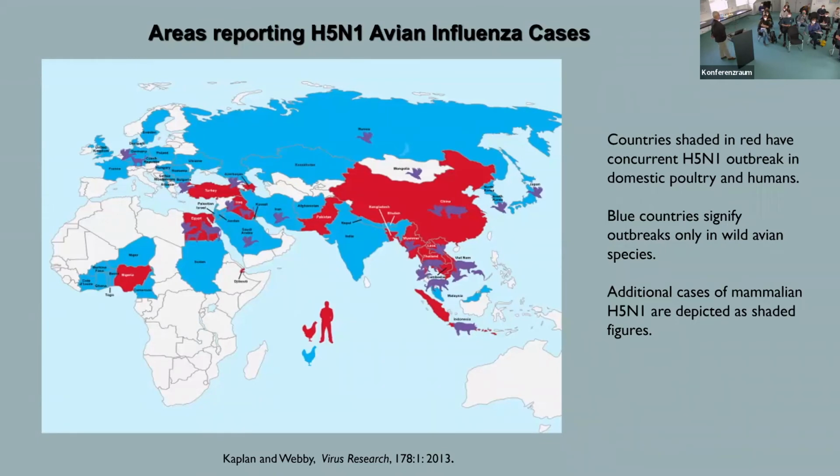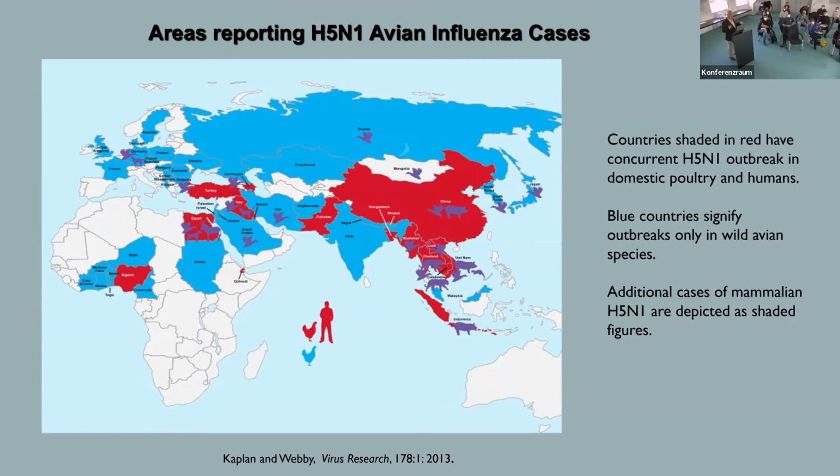Because it's highly virulent. It kills a lot of people. It's not very transmissible. So the question was, oh my God, if H5N1 becomes more transmissible and becomes a respiratory infection, we're in trouble. So that is the nightmare scenario.